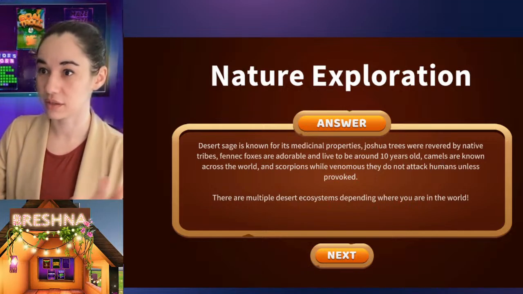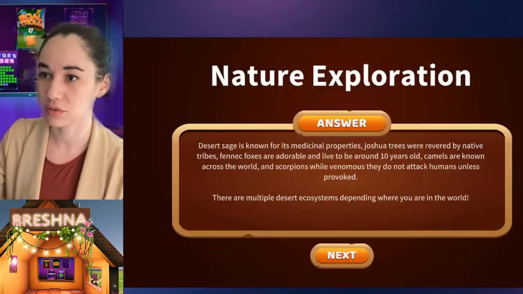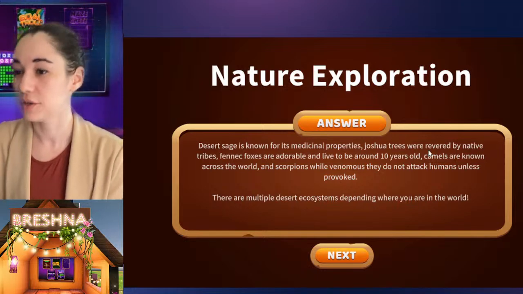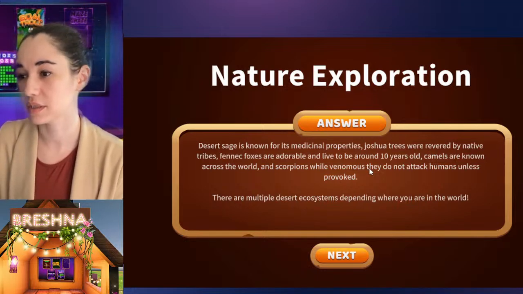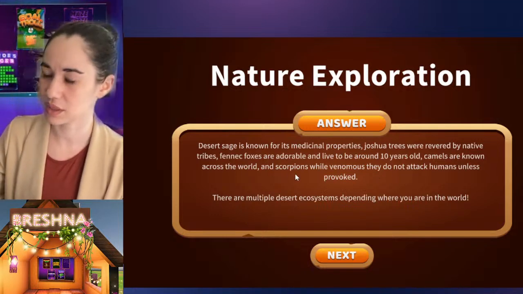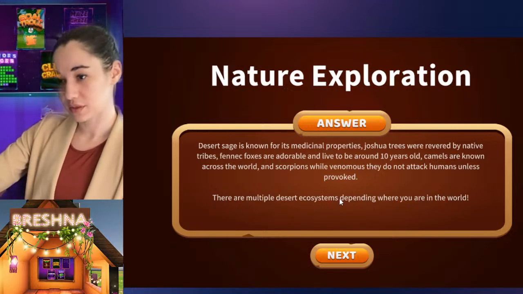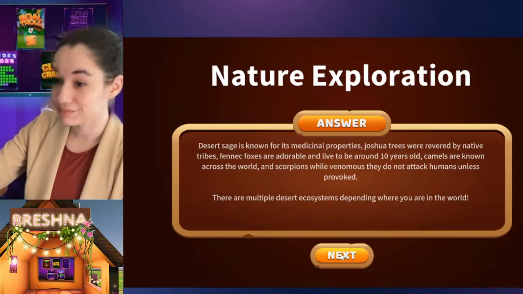See, I don't love that. So, I would go back right now and fix this. Now, I'm going to go back and fix a whole bunch of things, so I'm not going to worry about it right now. But you could go back and say, while venomous, they don't attack. I guess that actually makes sense. While venomous, they do not attack humans unless provoked. There are multiple desert ecosystems depending on where you are in the world.